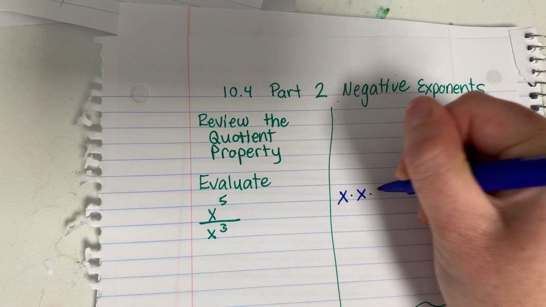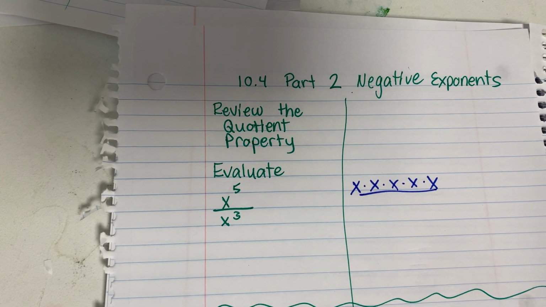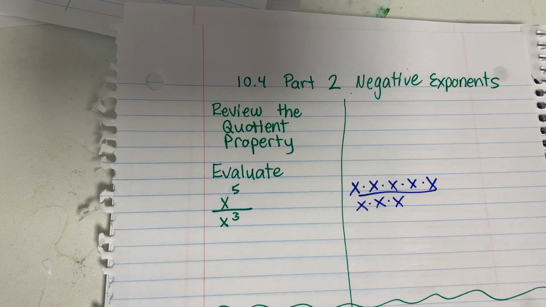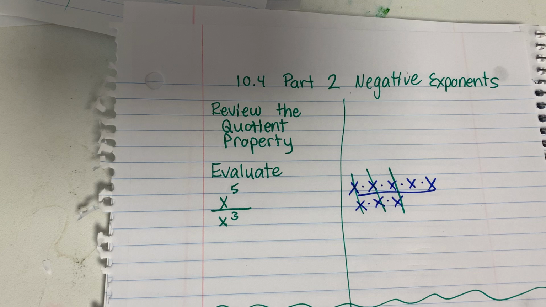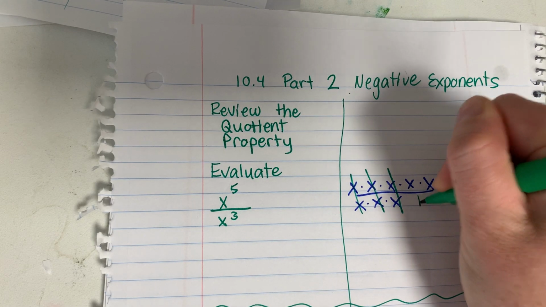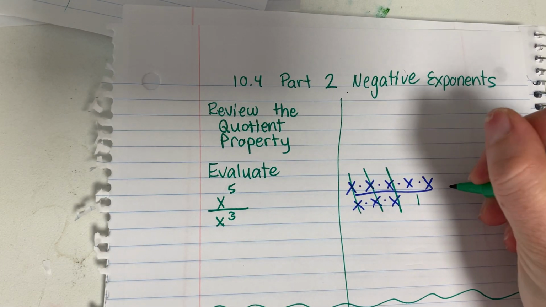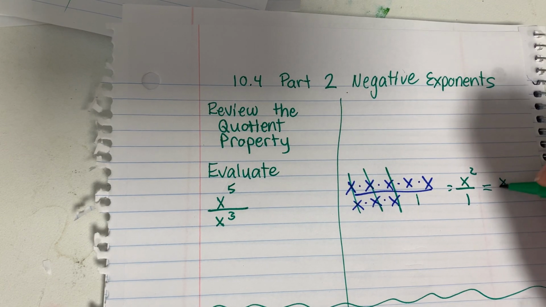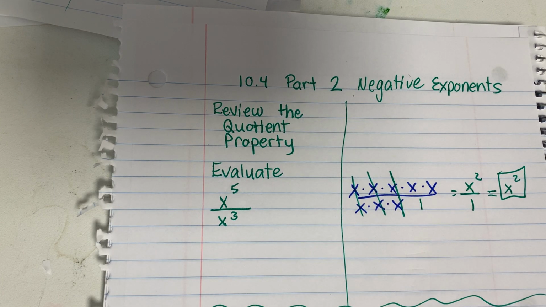If you expand, remember, x to the fifth means x multiplied by itself 5 times, and x to the third is x 3 times. From here, we can simplify by canceling out anything that's the same. Now, this is important. There is an invisible 1 down here. Don't forget that. It's not 0. So we have x squared over 1. And we never write it that way, right? We usually write it like this. So that's the expansion, like if you expanded it out.